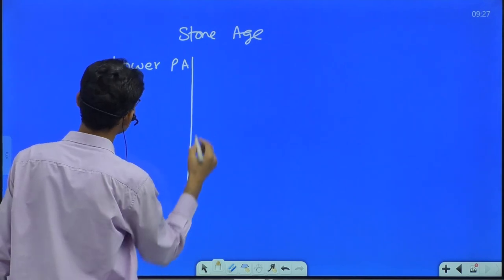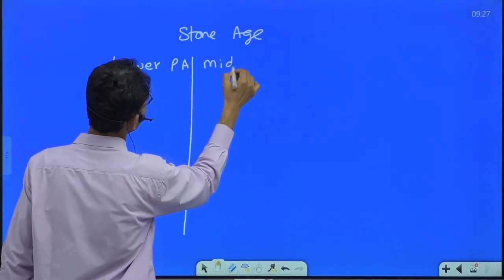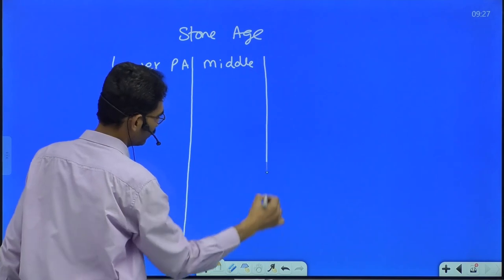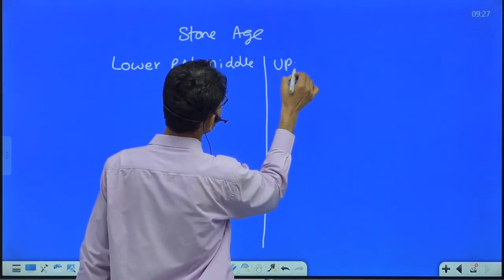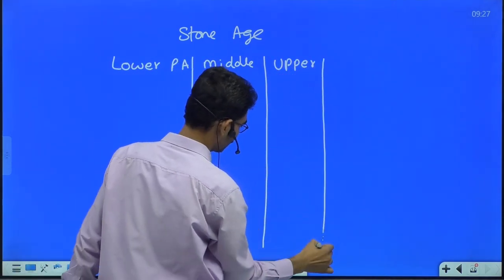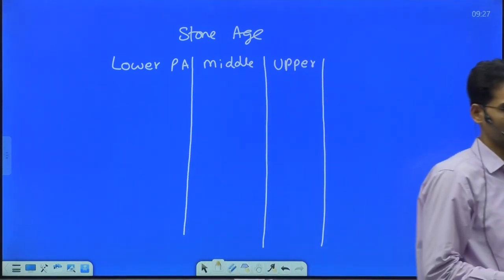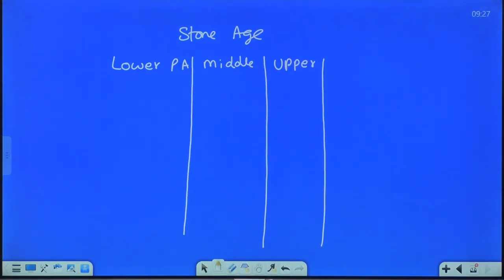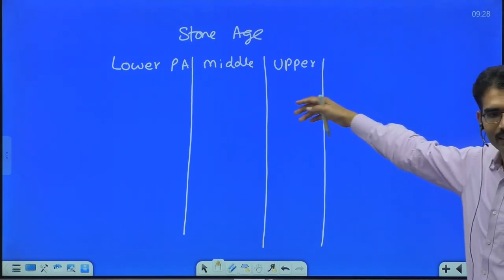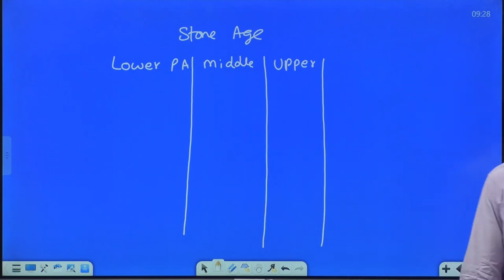Lower Paleolithic, middle, upper. I will give the timeline also so that you will have an idea. In RS Sharma itself, this timeline will come.